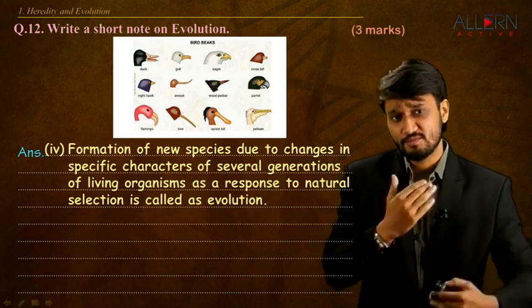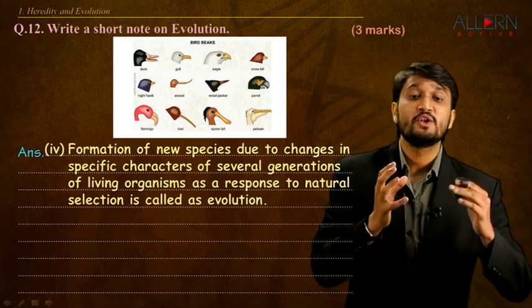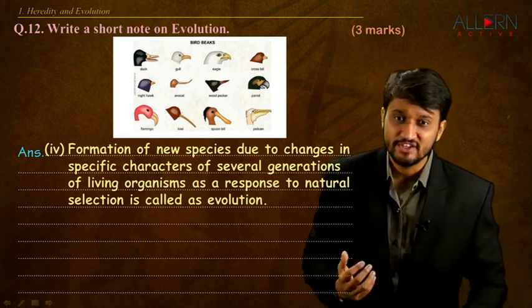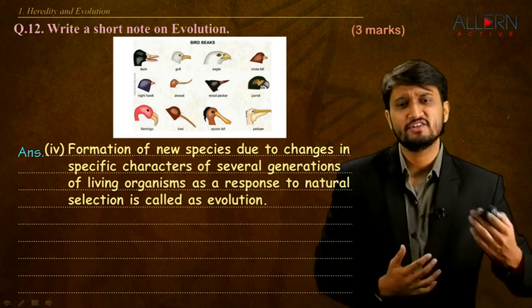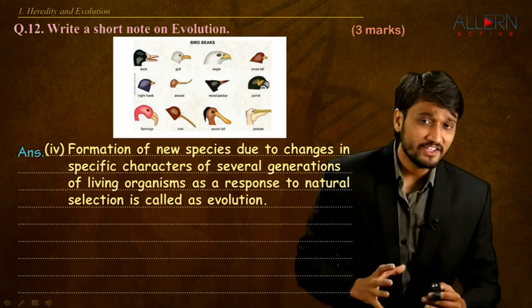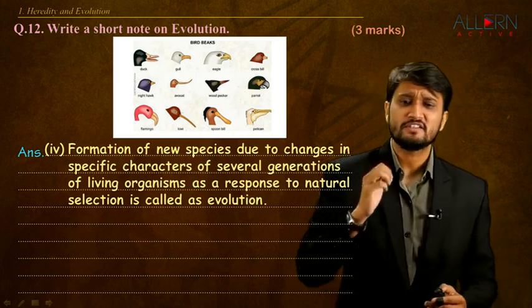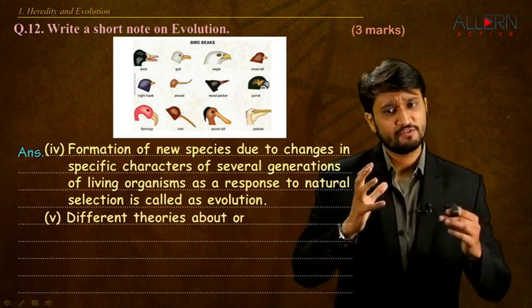Formation of new species means new, different species are being formed. Why are they being formed? Due to changes in the specific characters. Their biological characters are being changed, and they are changing not for one but for several generations, many generations of living organisms. Why are they changing? Because nature is selecting the best change out of them. So as a response to natural selection, that is called evolution. So we have described what that is.